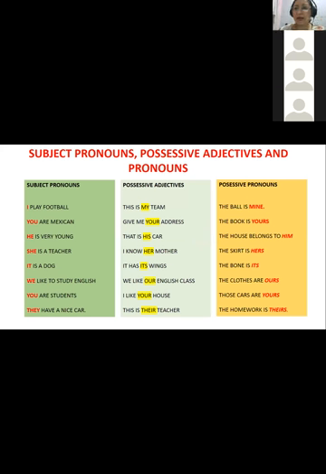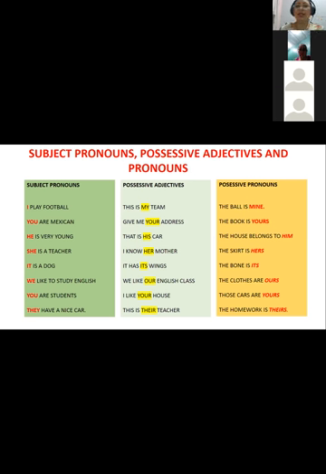If you remember, in a previous class at the beginning of this course, we were talking about subject pronouns, possessive adjectives and pronouns. So you already know this slide, but I'm going to remind you about the subject pronouns, the possessive adjectives, and the possessive pronouns. The subject pronouns are I, you, he, she, it, we, you, and they. For example, I play football. You're Mexican. He's very young. She's a teacher. It is a dog. We like to study English. You are students. They have a nice car.